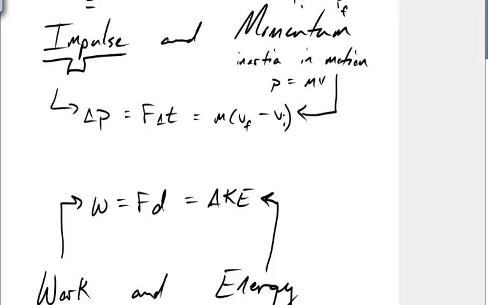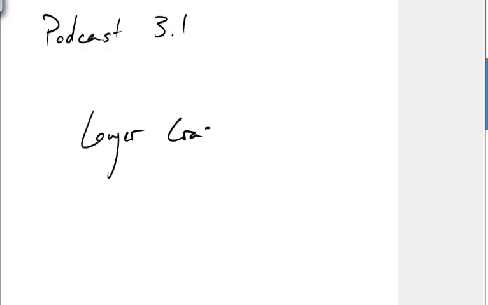So if you're working on energy as a solution, you have to do work. If momentum is going to be your solution, you have to focus on impulse. So we made this statement way back in podcast 3.1. What do we say? We said longer crashes, less injury, or how about safer crashes, yeah?